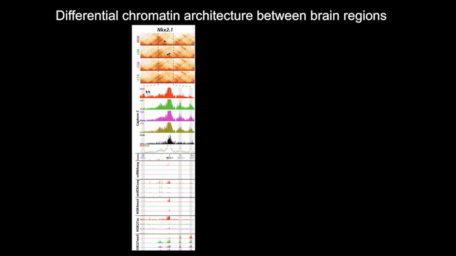And one thing that's really interesting in this particular case is this region of interest that has a direct contact with the NKX2.1 promoter is located at this gene called MBIP. And MBIP is actually also strictly expressed in the MGE, not expressed in the LGE and CGE. And so this could be a direct promoter-promoter or enhancer-promoter interaction that's causing regulation or specificity of this gene only in the MGE and not the other brain regions.